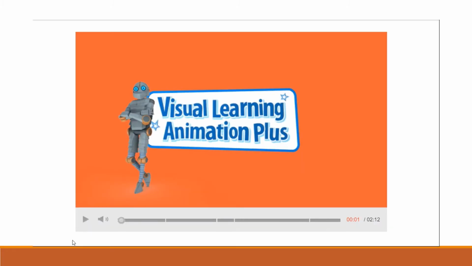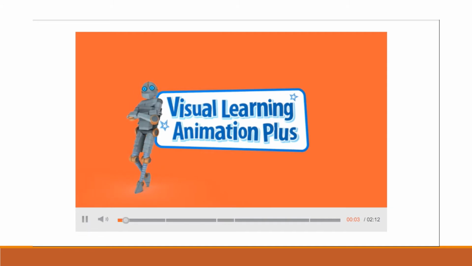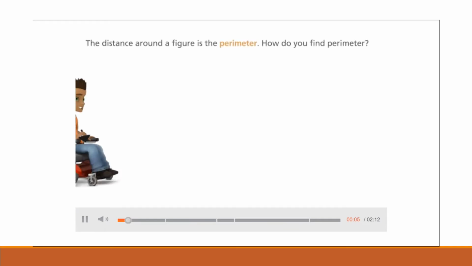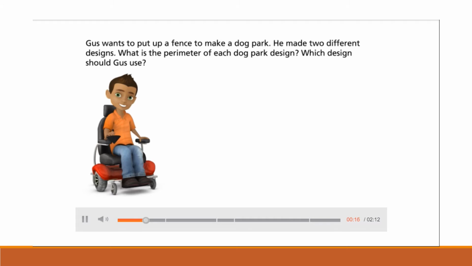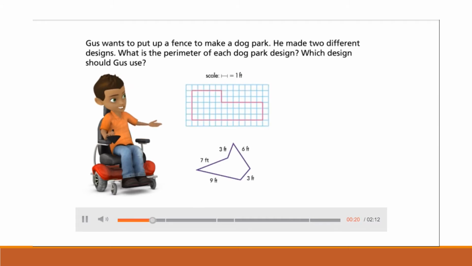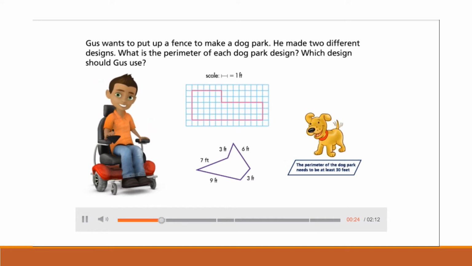All right, let's watch the visual learning video for 16-1. The distance around a figure is the perimeter. How do you find perimeter? Let's find out. Gus wants to put up a fence to make a dog park. He made 2 different designs. What is the perimeter of each dog park design? Which design should Gus use?